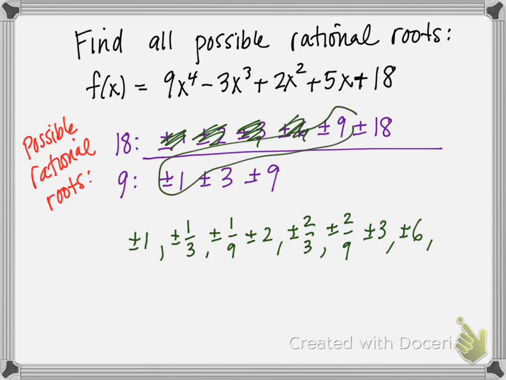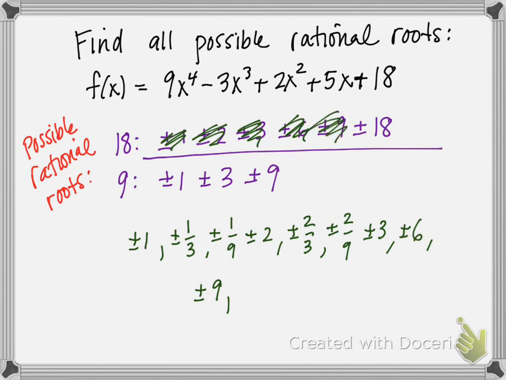On to the 9. 9 divided by 1, so plus or minus 9. 9 divided by 3 is 3, and we already have that in our list here, so we don't need to write that. And then 9 divided by 9 is 1, and we already have that on our list. So the 9 is finished.